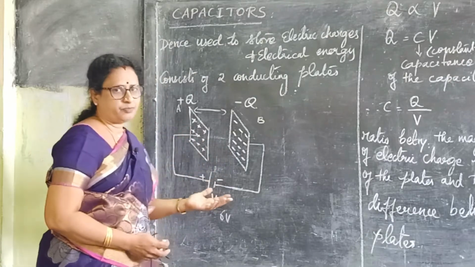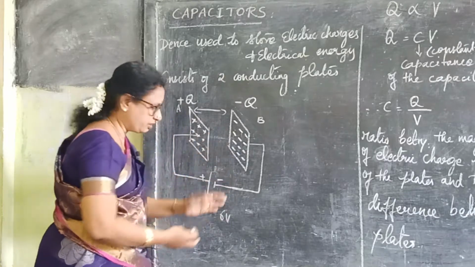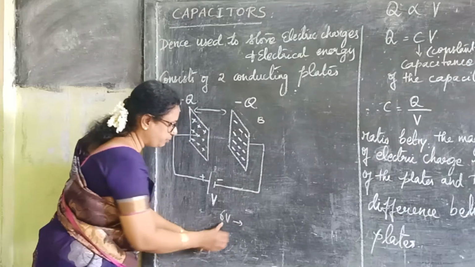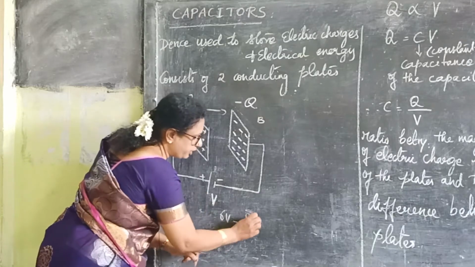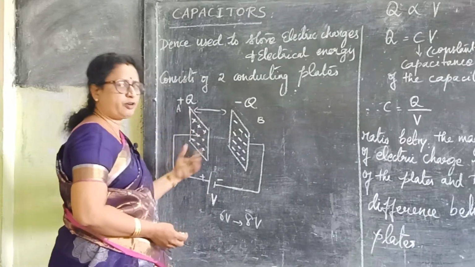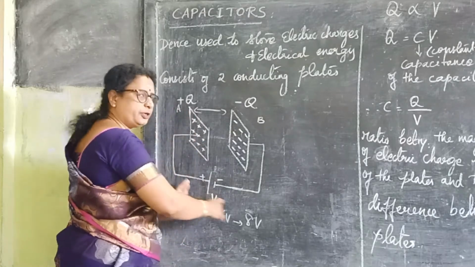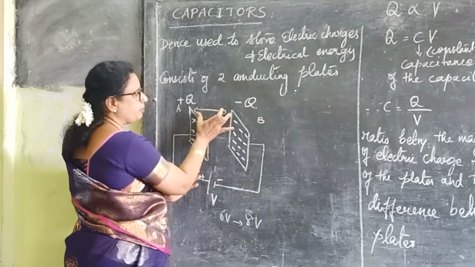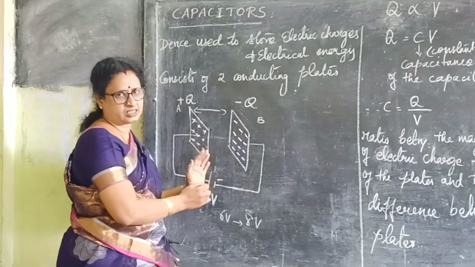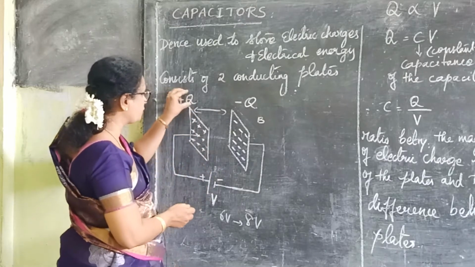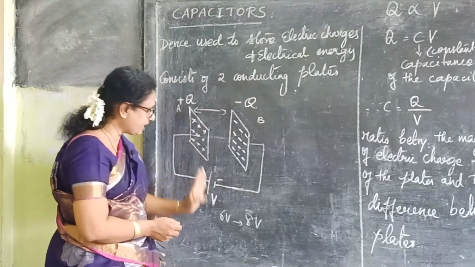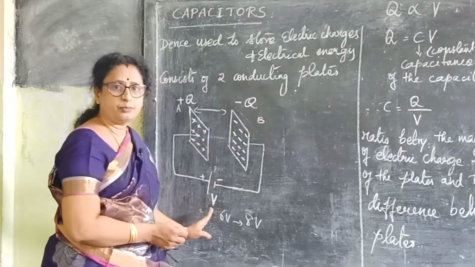Supposing we want to store more charges, then we have to increase the external potential. Supposing I increase the battery potential from 6 volts to 8 volts, just for example, then what will happen? More electrons will again be transferred from plate A to plate B until the plate potential becomes equal to 8 volts. So what we understand from this is the amount of charge Q acquired by the plate in the capacitor depends directly on the battery potential.